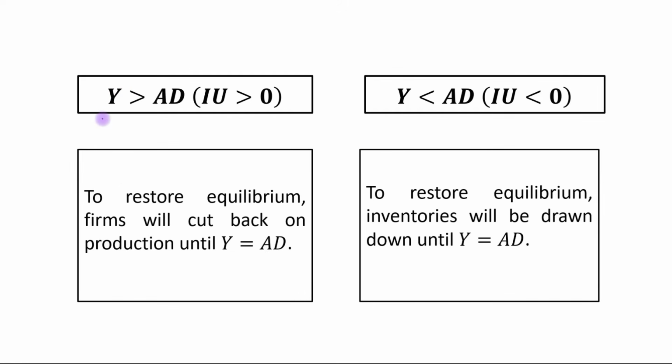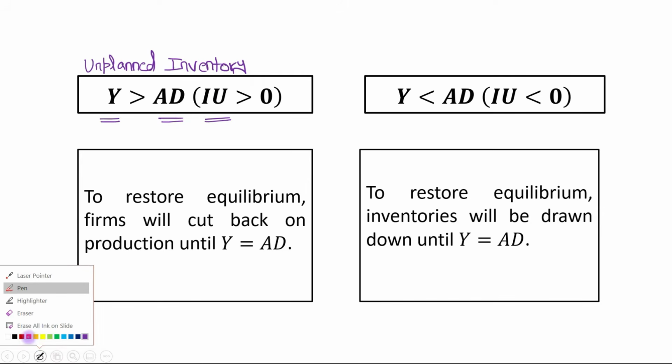When output produced is greater than aggregate demand, in this situation, unplanned inventories will be positive, or greater than 0. So, in this case, inventory is accumulating. Since the inventory is accumulating, it will be unplanned inventory investment.